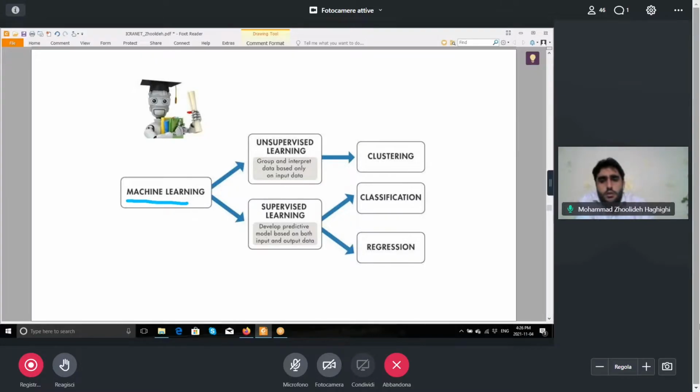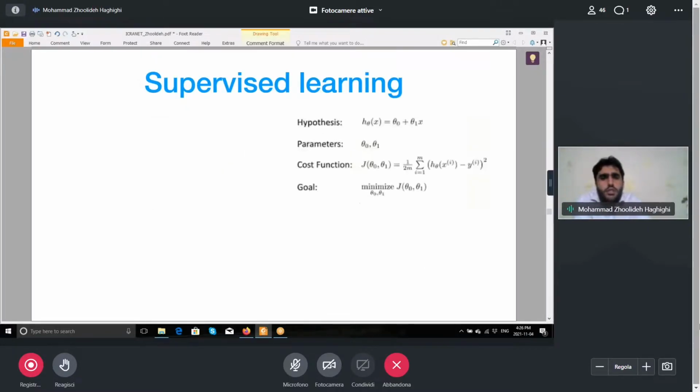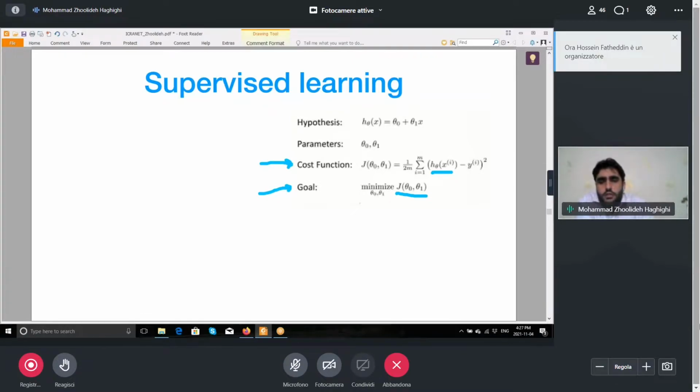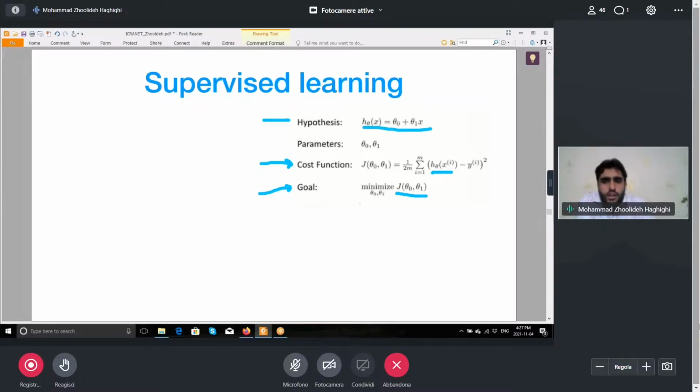So I told you machine learning has two branches, unsupervised and supervised, and I talked about this slide previously. So supervised learning, what does supervised learning mean? In supervised learning, we define a cost function, which is something like this. You can see it here. Our goal is minimizing this cost function. In this cost function, you can see we are subtracting a function which we call the hypothesis. The hypothesis can be as simple as a linear function or a more complicated function. By minimizing this cost function using the hypothesis, we actually find these parameters.